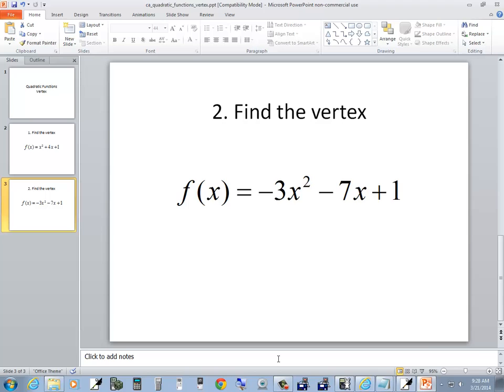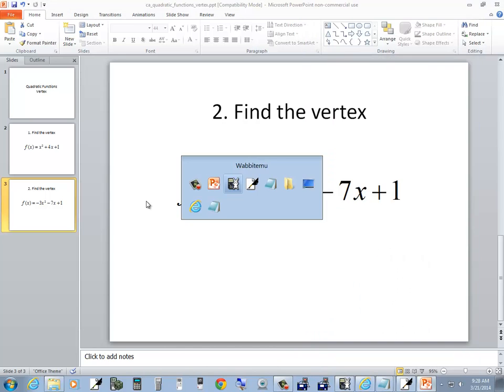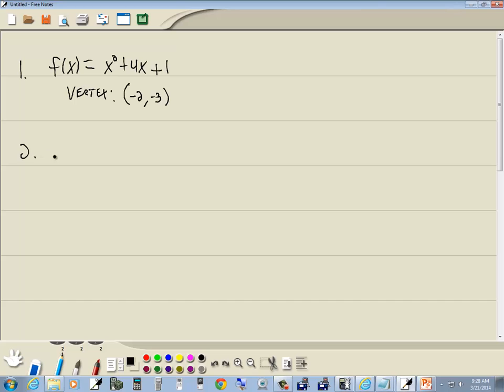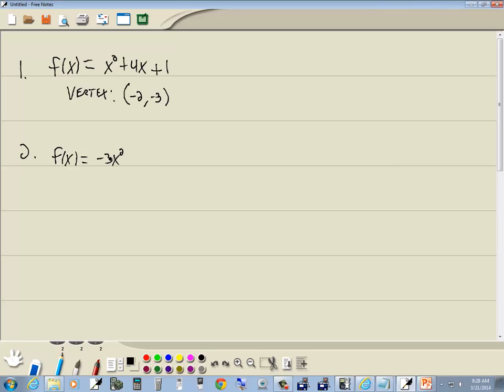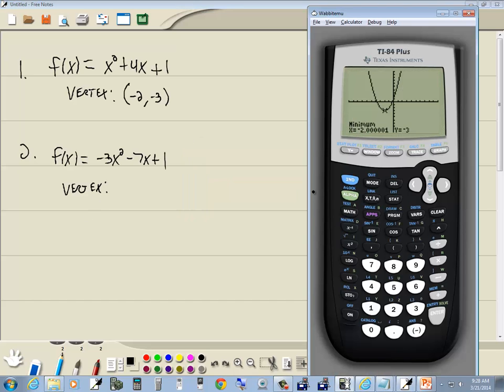Okay, let's look at our second example. We get f of x is equal to negative 3x squared minus 7x plus 1. Okay, so let's go to our calculator. I'll go back to my Y equals, press clear, then I'll put in my negative key, and then 3, x key, and then the x squared, minus 7x plus 1. Now let's graph to see what we're looking at.